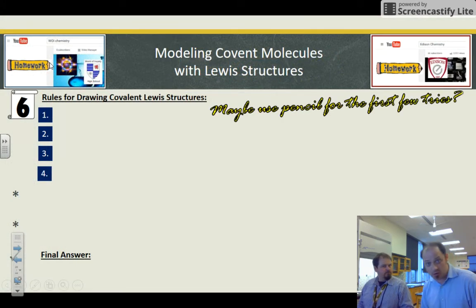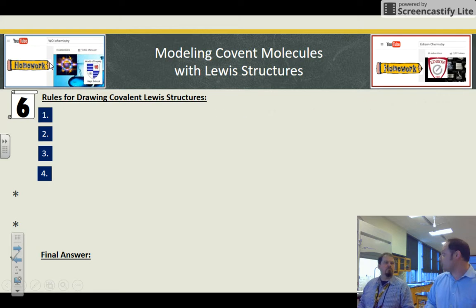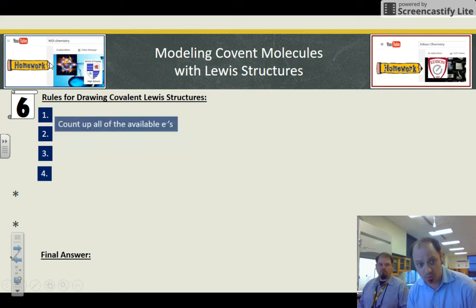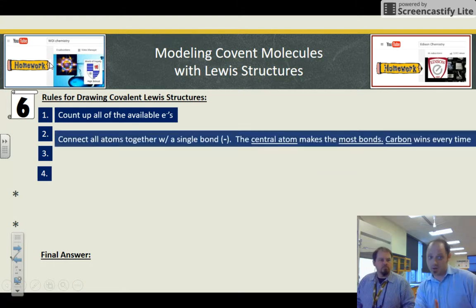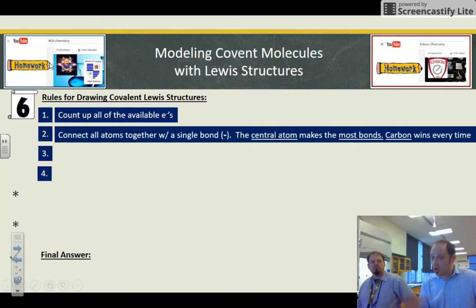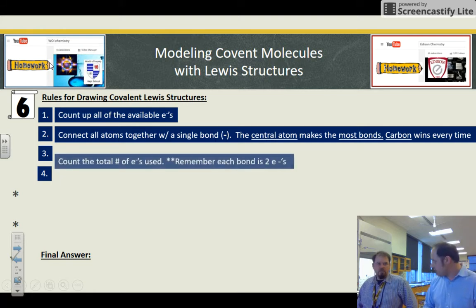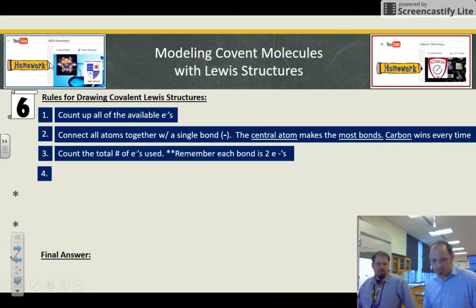These are the official IUPAC-type rules for drawing pictures of molecules. First, count up all the valence electrons. Second, connect all the atoms together with a single bond, like connect them all first, and that's that dash. The central atom is the one that makes the most bonds or is missing the most valence electrons. Carbon always wins. Carbon will always be a central atom. So will nitrogen, etc.